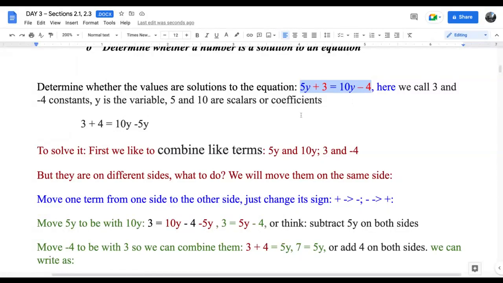When we divide by 5, we would get, well, let's do that. You see how many terms we have? We have 2 terms on the left, 2 terms on the right. If we divide by 5 in the very beginning, we would get 1y plus 3 over 5 equals 10 divided by 5, which is 2y, minus 4 over 5. We got 2 fractions. We don't want to do that. Actually, it's okay to do that, but it's just more work.